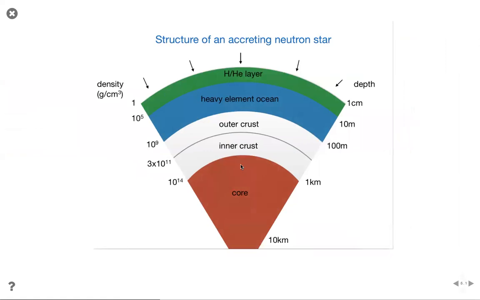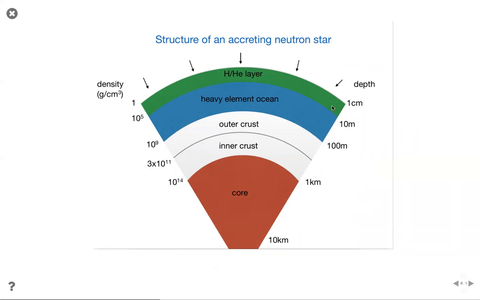So this is a schematic structure of a neutron star with an accreted hydrogen and helium-rich envelope. As you know, the typical radius of a neutron star is of order 10 kilometers. So it's shown here: core, inner crust, and outer crust all belong to the neutron star. And here on the right, the radial distances are shown. The size of the core is of order 10 kilometers, the inner crust of order 1 kilometer, the outer crust's depth is of order 100 meters, and so on.